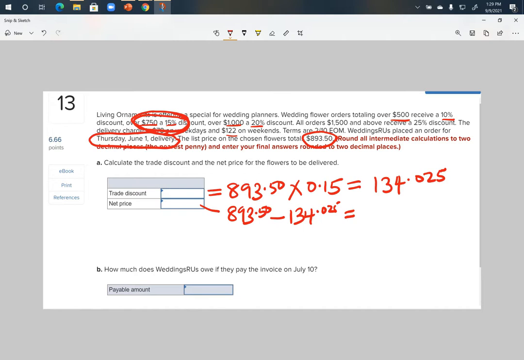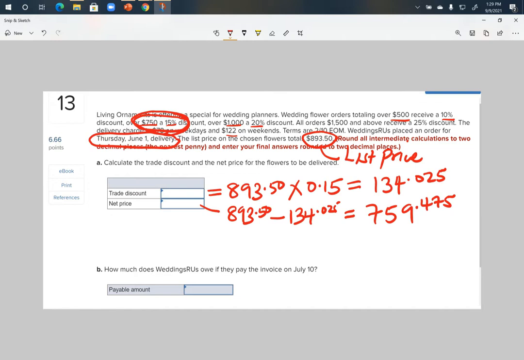So you end up paying $759.475, which is the net price. You could find the net price by first finding the discount dollar amount and then subtracting it from the list price, which is almost what we just covered in the chapter. This is what we call the list price, minus the discount, gives you the net price.